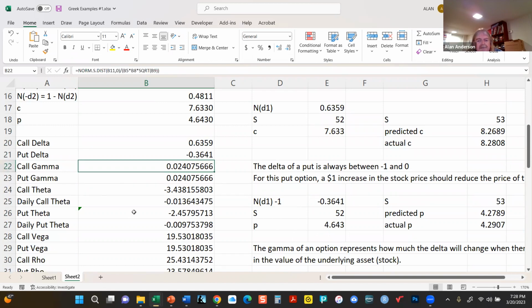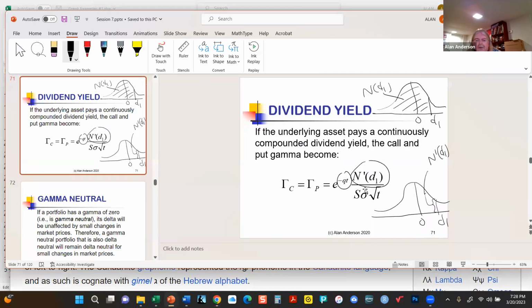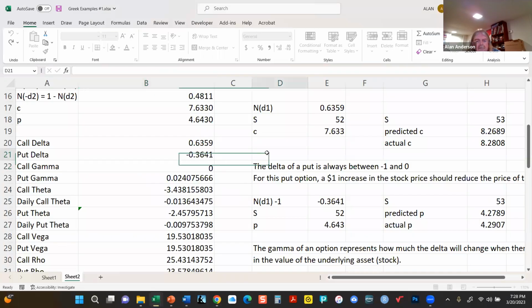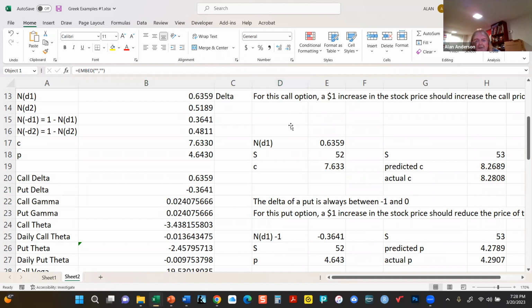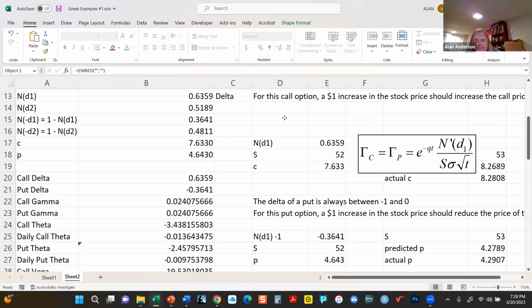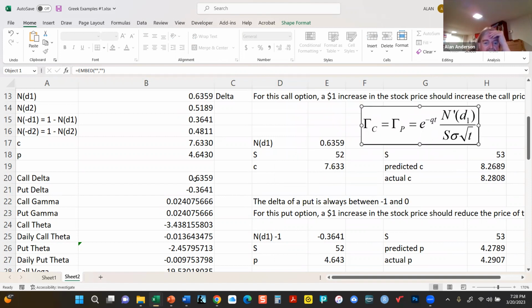Here's my call gamma and the put gamma. They're both exactly the same. And how is it done? Okay, so if you compare, let me go get a copy of this formula for us. I've got so much good stuff going on here. So you can see what I'm, well, here it is.